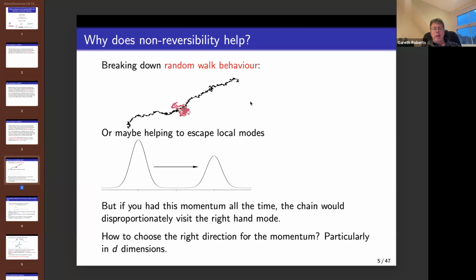Of course, you've got to be very careful here because you've got to choose the right direction for momentum, particularly in d dimensions. If you've got momentum, that's going to be a vector, and that only pushes you in one particular direction. So what about the other d-1 directions? What can you do about those as well? It turns out that it's not at all straightforward how to even try and construct these algorithms.